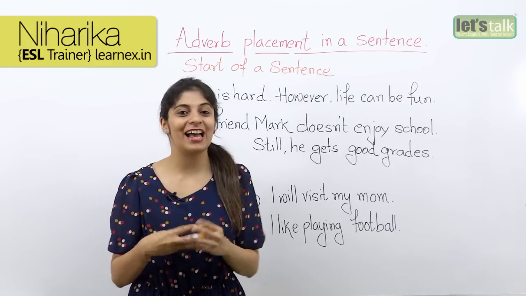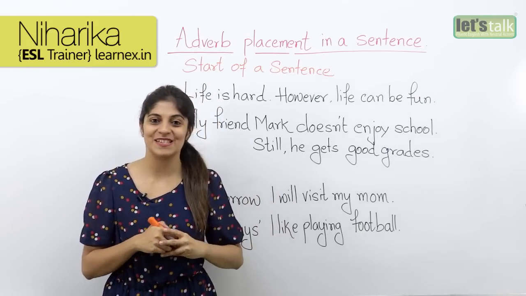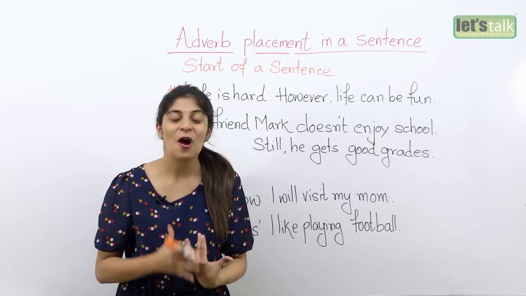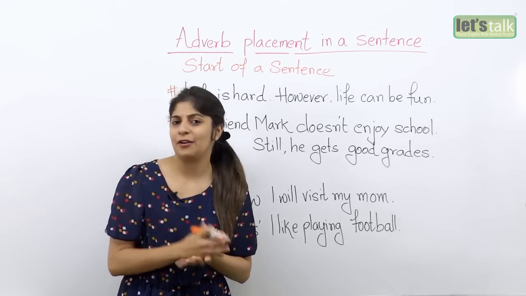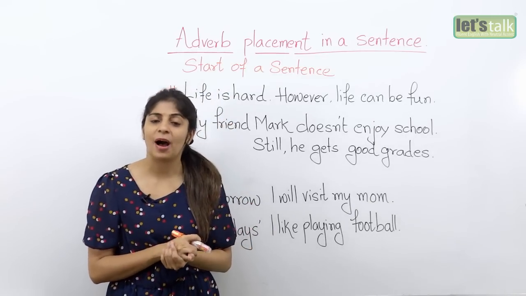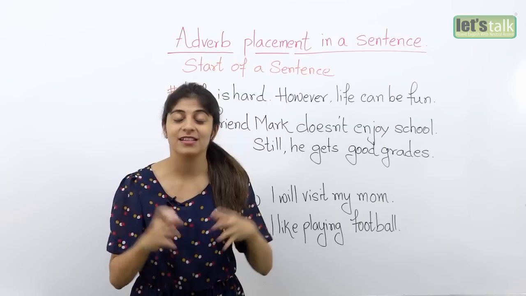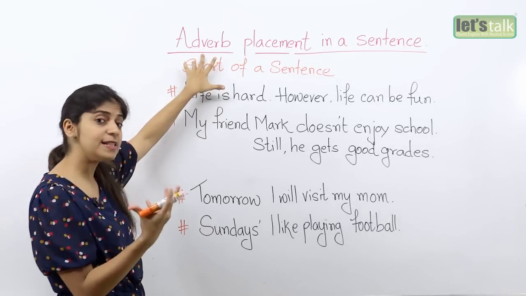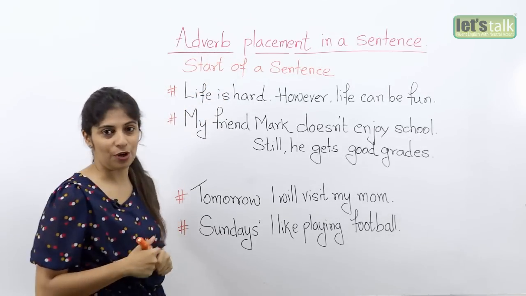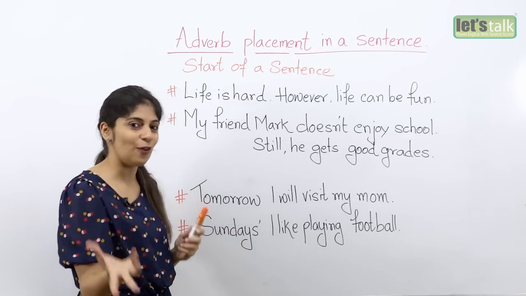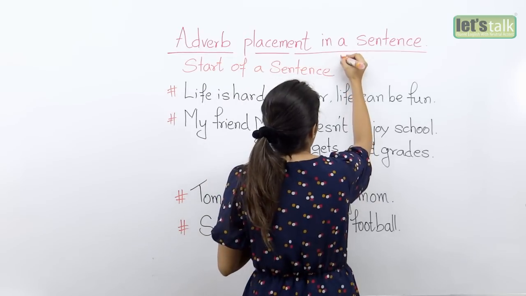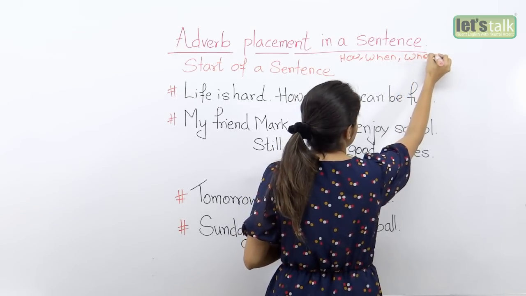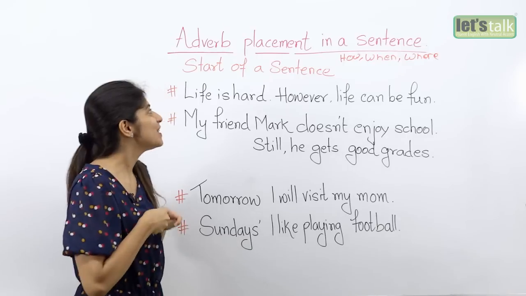Yes, today we are going to look at adverb placement in a sentence. Now, before we understand where adverbs are to be placed in a sentence, we are going to first understand what adverbs are. Well, adverbs tell us about how, when, or where something is done. Okay, so it's very easy to understand the role of an adverb by just looking at the word. So it adds something to the verb. Okay, so it tells us about how, when, or where something is done. Okay, so that's adverb for you.